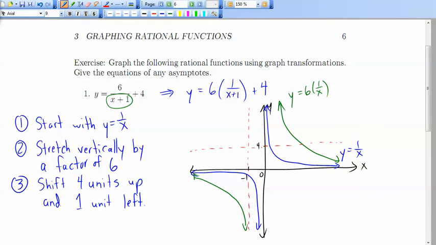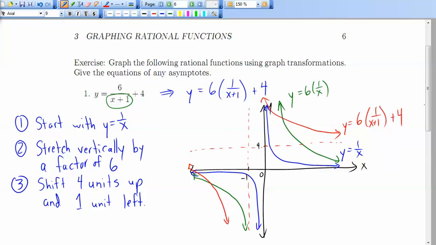And it'll be there. So I've kind of got a new target or a new center for my final graph. Okay? So we're shifting the green graph over 1 unit and up 4. So there's y equals 6 times 1 over x plus 1 plus 4.